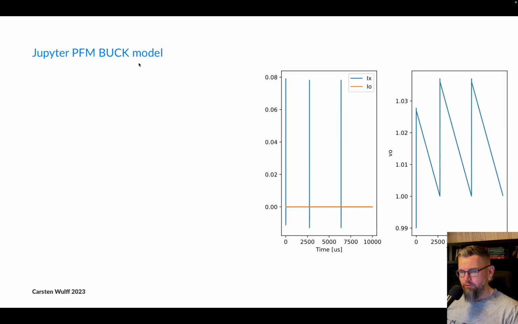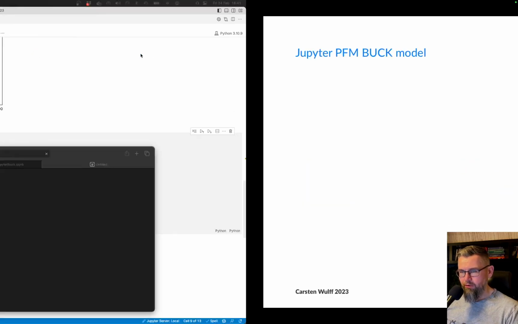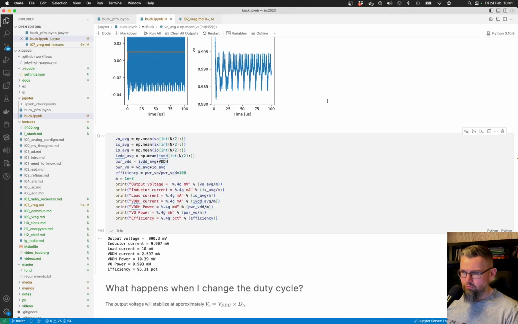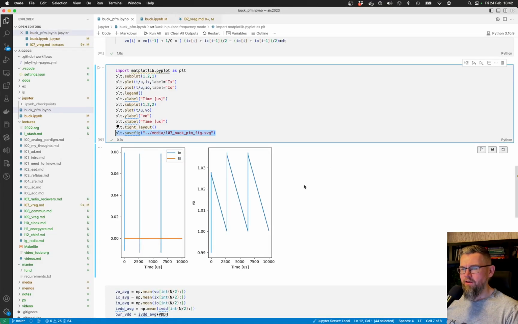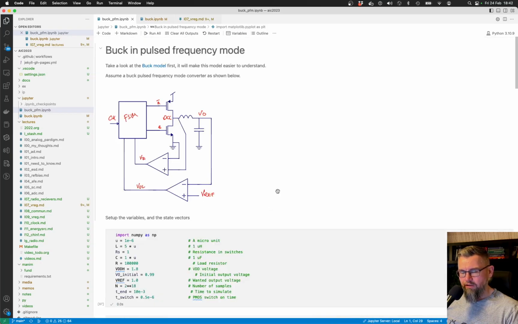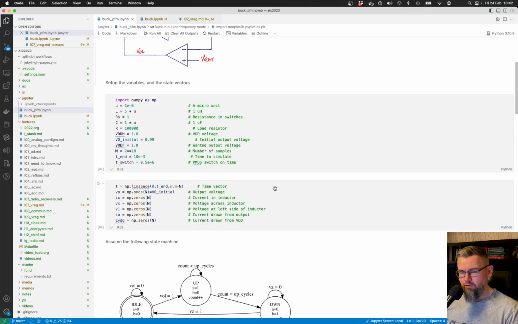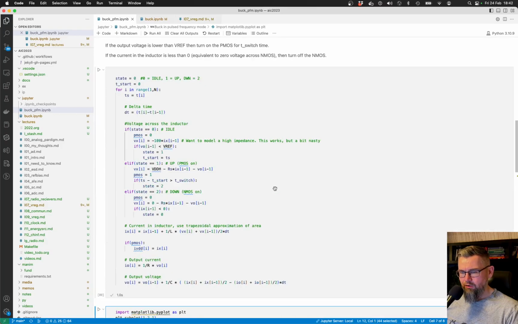Now I've also made a Jupyter notebook for a PFM mode. Let's see if that link works. Nope, doesn't. I'll fix that. So you can also have a look at that PFM mode Jupyter notebook and see how that works.